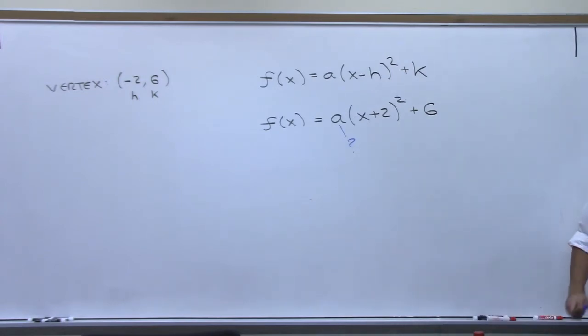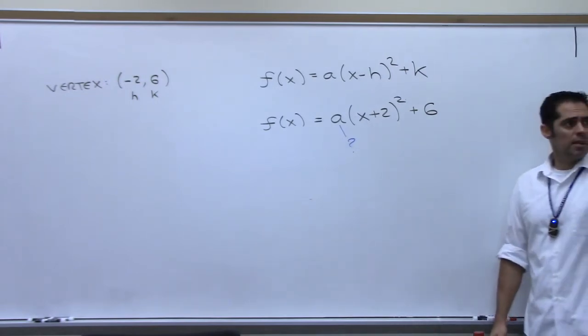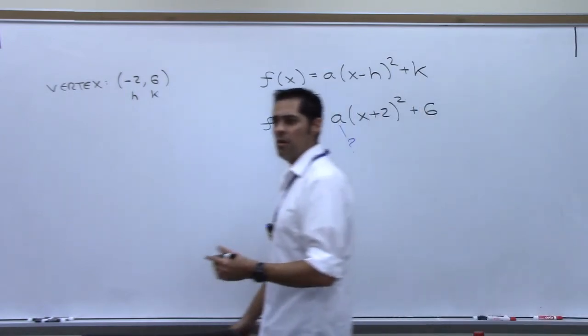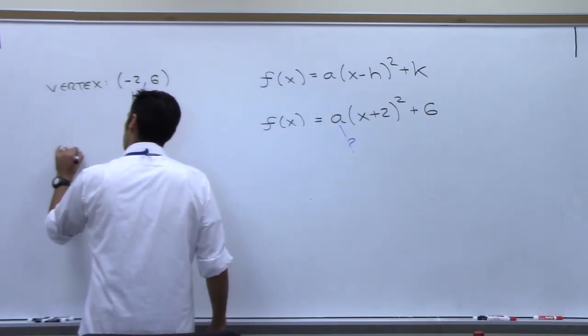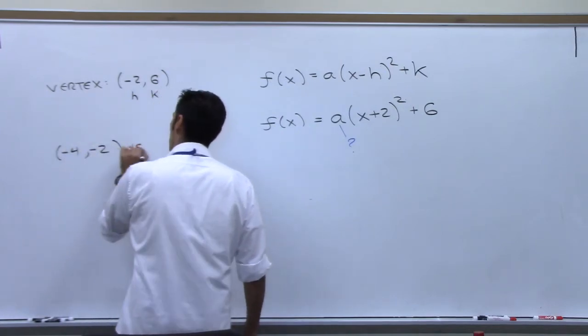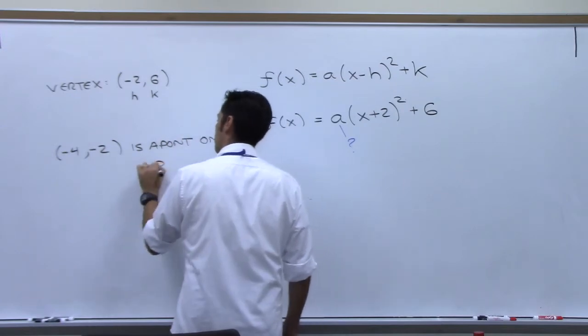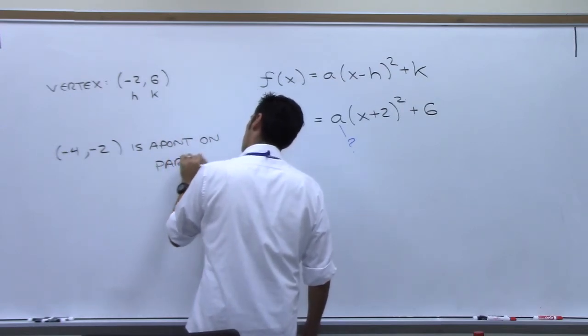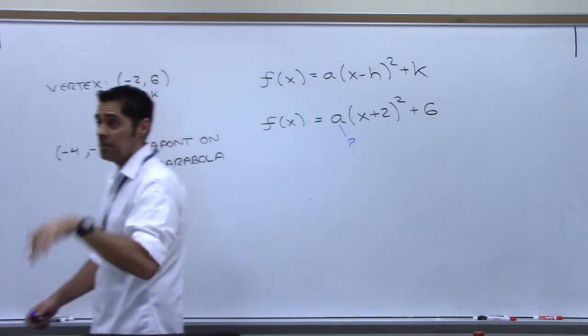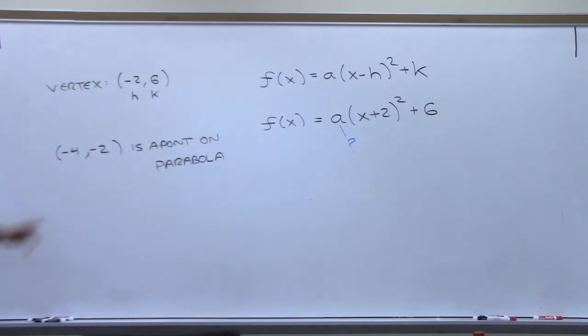But they give you another piece of information. They give you that point -4, -2 lives on the parabola. Also, you know A is going to be negative because it says it's the maximum point. This is a point on the parabola, right? Which means when you talk about points in terms of functions, the input is here and the output's here, right? The input is x, the output is f of x, isn't it?